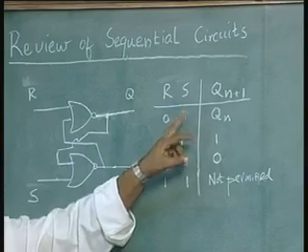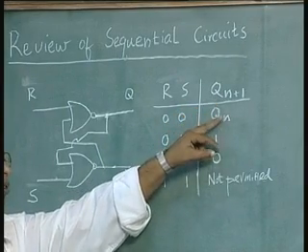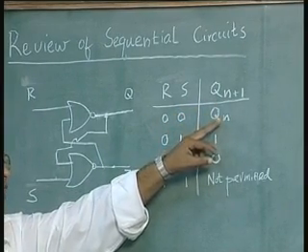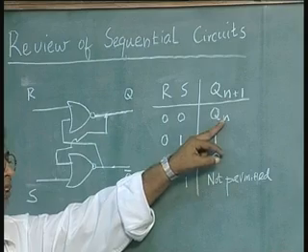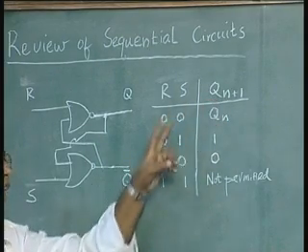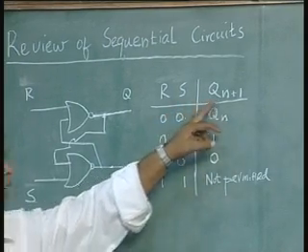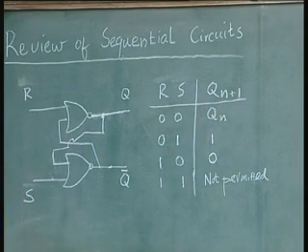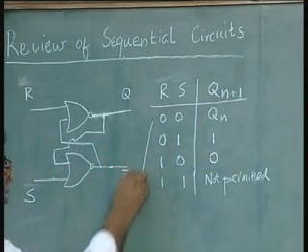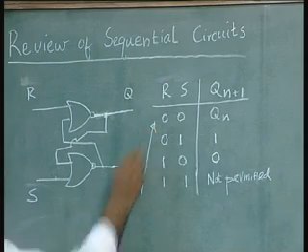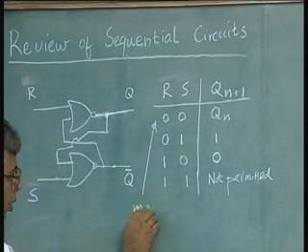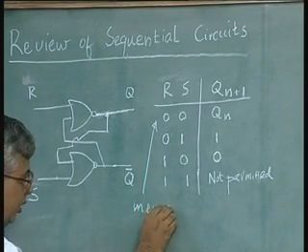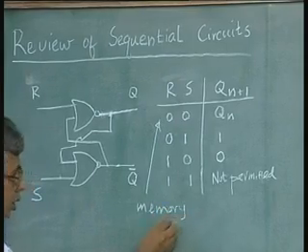So, before setting and resetting, if the output was Qn, after applying 0 0, this will still remain Qn. That is what it means by Qn plus 1. This state is also called the memory state. That is the basic feature or the characteristic of a sequential circuit, a memory unit.